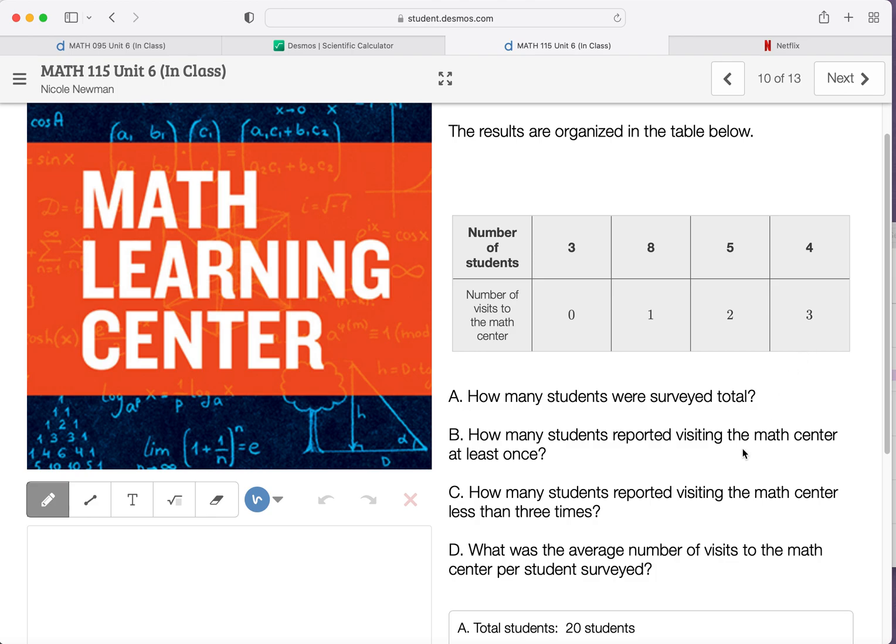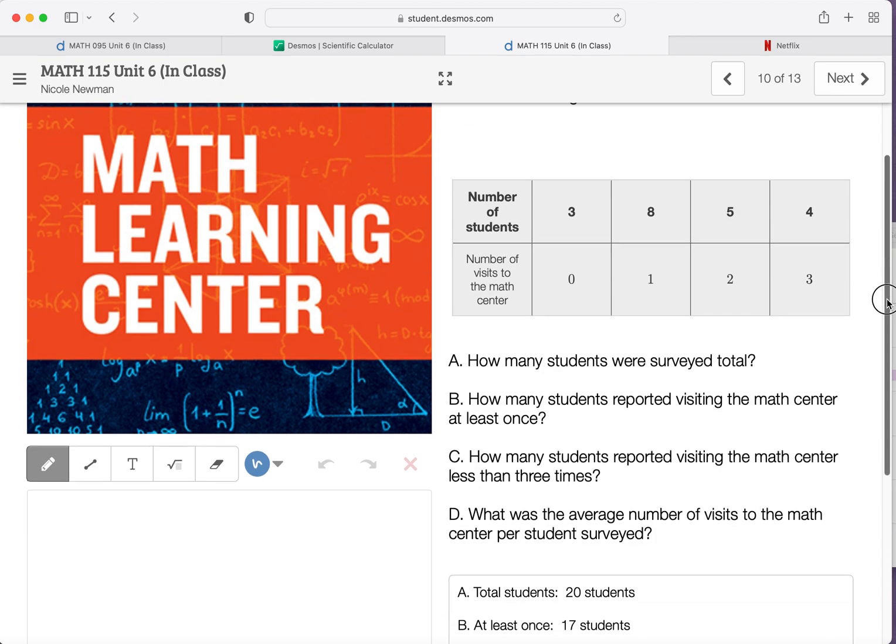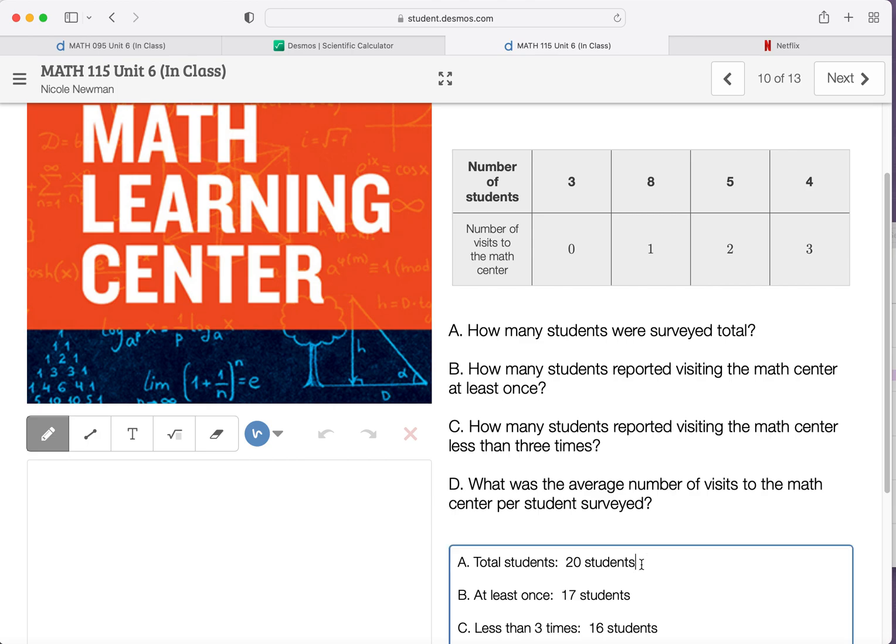How many students were reported, or how many students were surveyed altogether? That's going to come from the top row in this case. 3 plus 8 is 11, plus 5 is 16, plus 4 is 20. So I have a vote for 20 students total.